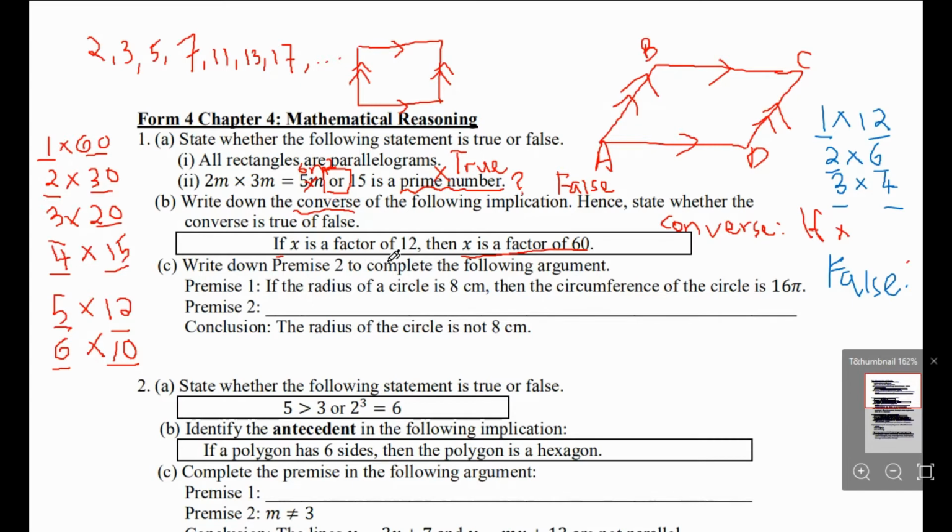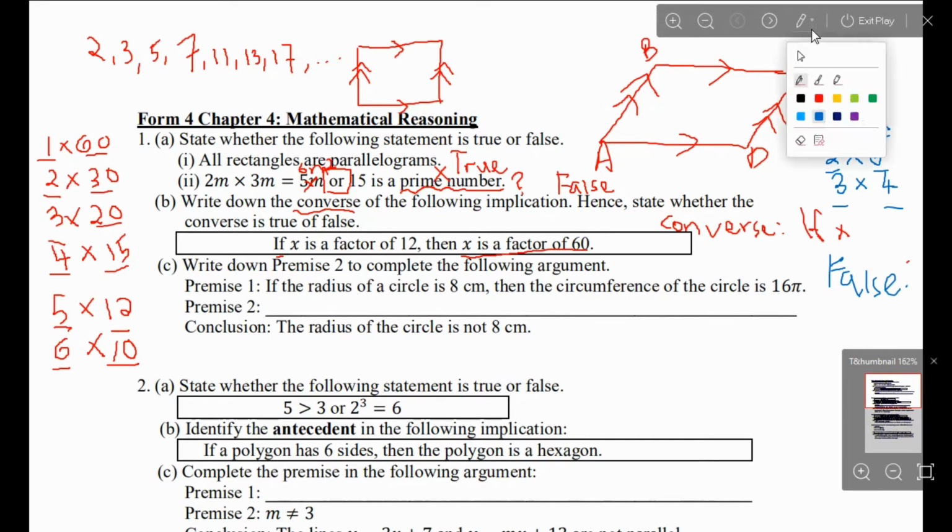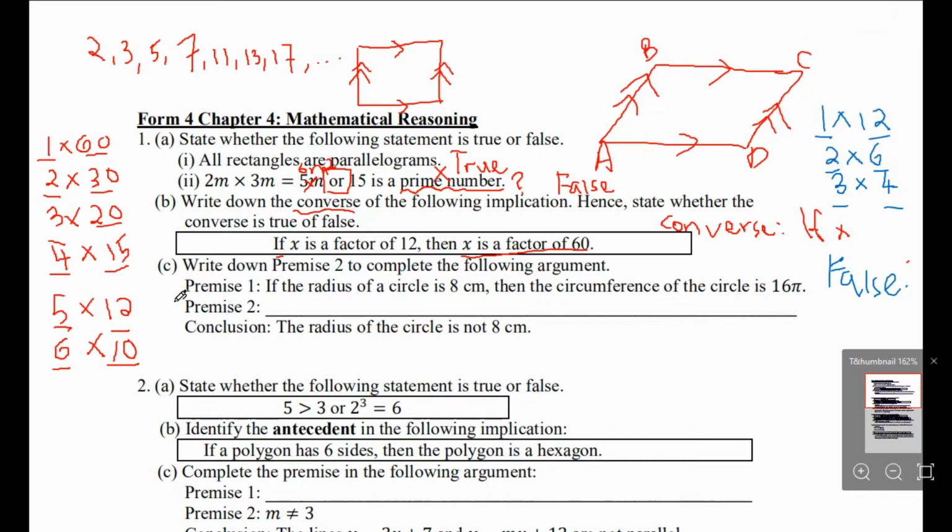C. Write down premise 2 to complete the following argument. If the radius of a circle is 8 cm, then the circumference of the circle is 16 pi. The radius of the circle is not 8 cm. Okay, so for this kind of question, we cancel the repeated words. We cross out the same words first. The radius of the circle is 8 cm. Then we form a sentence using the rest of the words. So it will be, the circumference of the circle is not 16 pi.